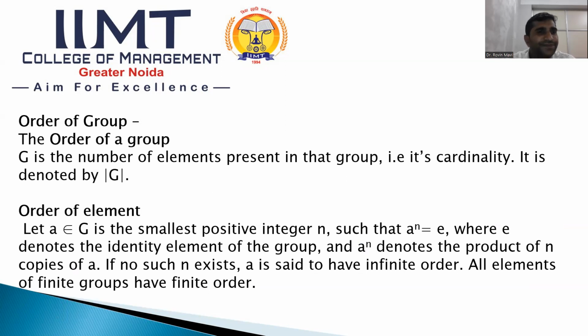Order of group. The number of elements present in the group is called the order of the group, that is the cardinality. It is denoted by the cardinality of G. Order of elements.